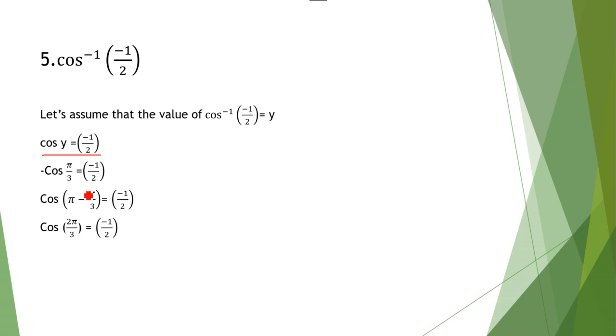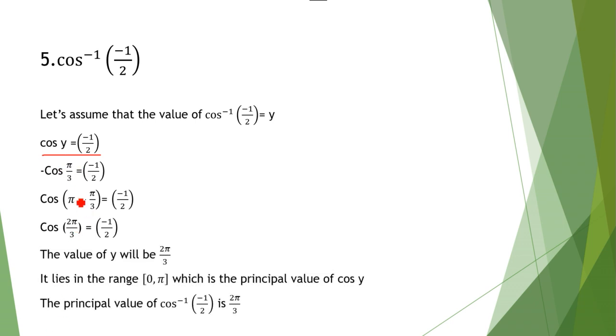We know that cos is an even function, so it cannot be written in the form just like sine. So we'll write it as cos of pi minus pi by 3 is equal to minus 1 by 2. This will be 3 pi minus pi, which is 2 pi by 3, giving minus 1 by 2. So the value is 2 pi by 3, and the range is 0 to pi. This 2 pi by 3 lies in this range. So the principal value is 2 pi by 3.